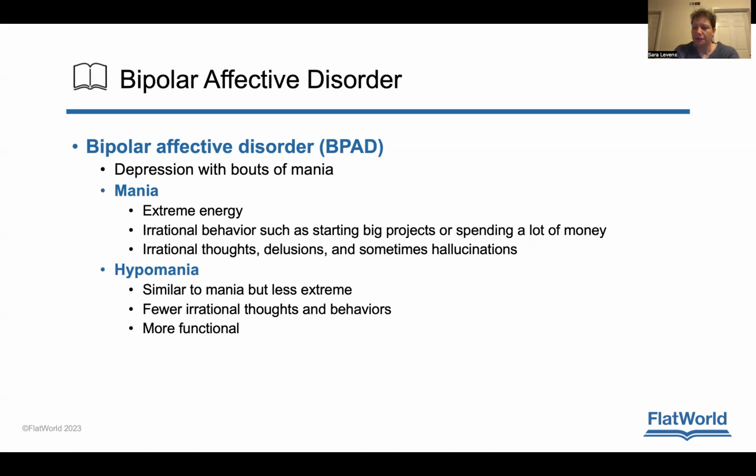Our next affective disorder is bipolar disorder. It was known just as bipolar disorder, but now, with these expanded descriptions, bipolar affective disorder. This involves going back and forth between highs and lows. So this would involve depression, with bouts of mania. Now, mania may sound like a cool space, but it's noted by extreme energy, irrational behaviors such as starting big projects or spending lots of money, and irrational thoughts, delusions, and sometimes hallucinations.